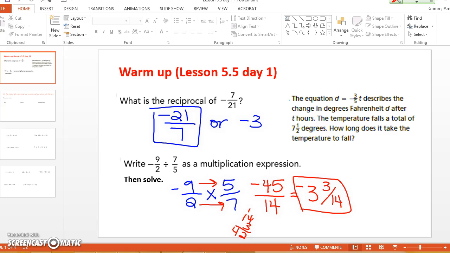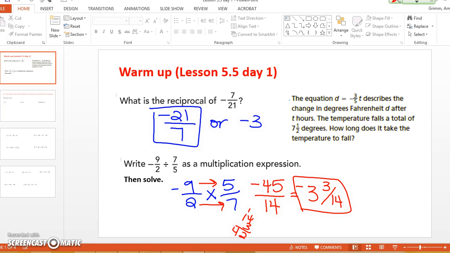equation form. So you've got the equation, that is actually the distance. No, what is this one? Describes a change in Fahrenheit after T hours. The temperature falls a total of 7.5 degrees. How long does it take for the temperature to fall? Does anybody know how to set this one up? Did you guys figure that out? Crickets. Sure, I bet some of you did. You're just scared to tell me.